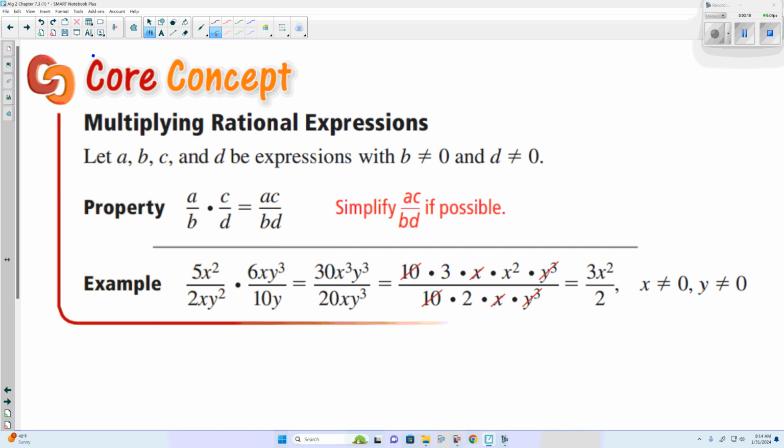Now we are going to pick up where we left off yesterday, multiplying rational expressions. When we multiply two rational expressions, we multiply straight across. Numerator with numerator, denominator with denominator, and then simplify from there. That's all we need to do. So we would multiply the 5x squared and 6x times y cubed, our 2x y squared and 10y. We would multiply those together and simplify from there.